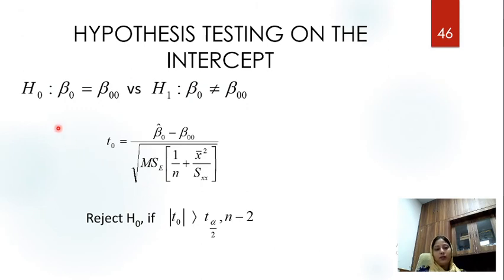Hypothesis testing on the intercept. To test the null hypothesis beta naught equals some constant beta naught naught versus h1, beta naught not equal to beta naught naught. So again, a two-tailed alternative. So the test statistic under h naught, t naught, is equal to beta naught hat minus beta naught naught divided by the square root of MSE times 1 by n plus x bar square by Sxx. This follows a t distribution with n minus 2 degrees of freedom. So reject h naught if the absolute value of t naught exceeds the tabulated value t alpha by 2, n minus 2, when sigma square is not known.